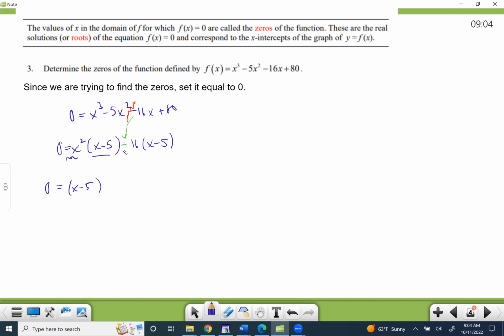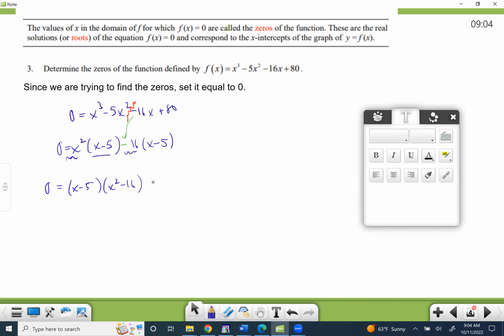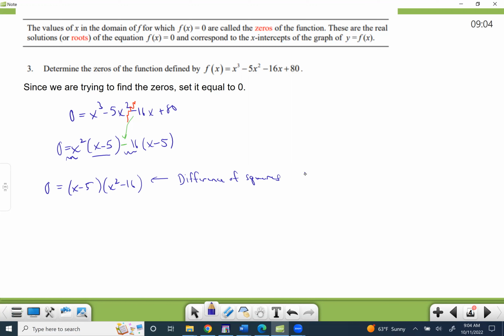And then the leftovers are the other, right? So x squared minus 16. Now, x squared minus 16 factors more. It's a difference of squares, right? Okay. So this is a difference of squares. And remember that if you have a squared minus b squared, a difference of squares, it's a plus b, a minus b. That's going to be the formula.